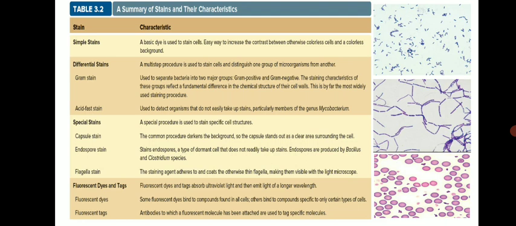So simply by endospore staining we can detect the presence or absence of endospores. Then flagella staining, again, is important as far as microbial identification is concerned. So simply by flagella staining, we can detect whether the bacteria contain flagella or not.